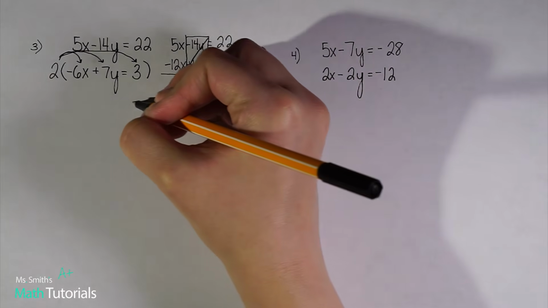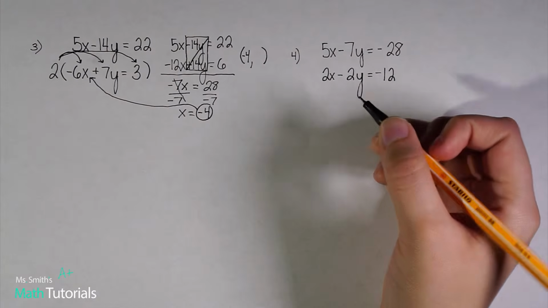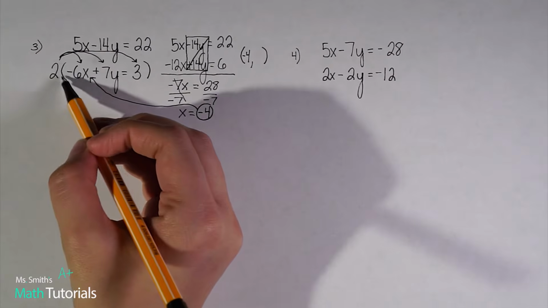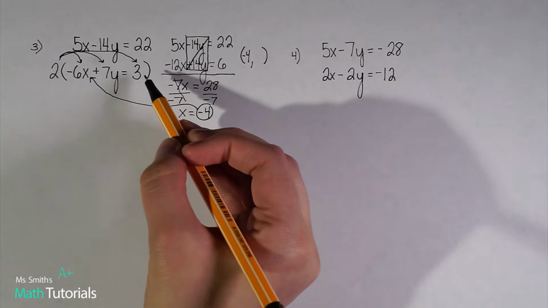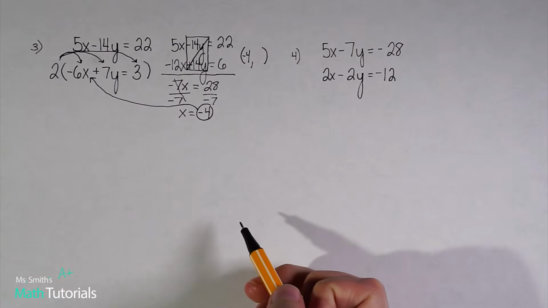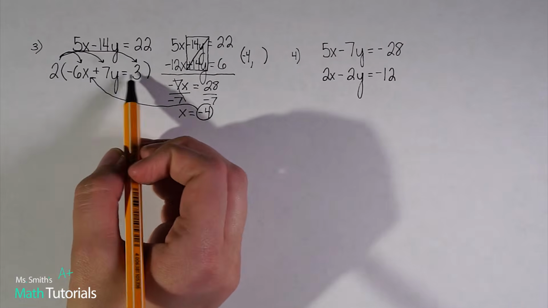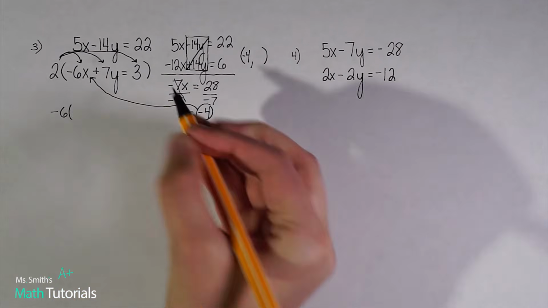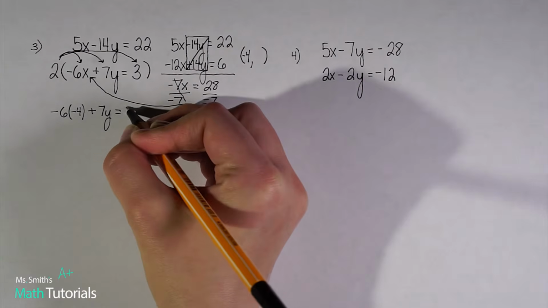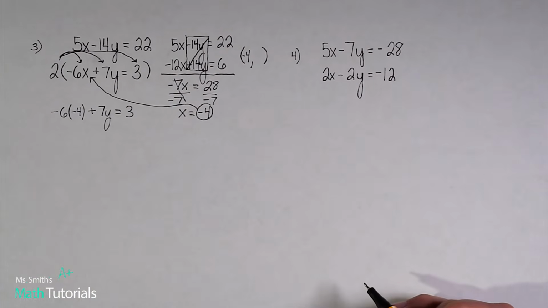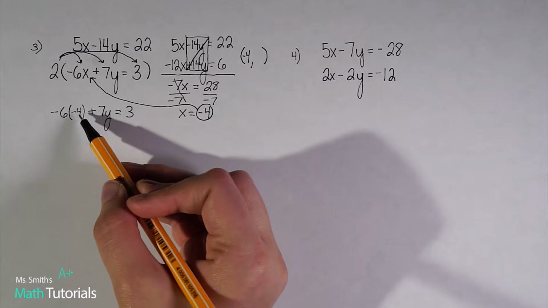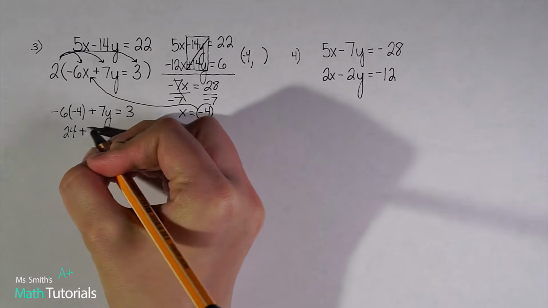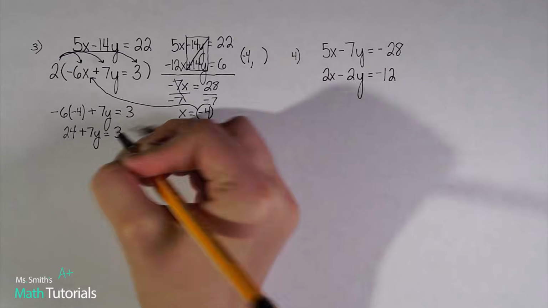So if I know x equals negative 4, I can plug that in for x. So let's rewrite that. Again, I'm not doing this 2 times the equation. That was to create an elimination situation. I'm now going with the original equation. So negative 6 times x. So now it's just solving for y. Negative 6 times negative 4 would be positive 24. Bring down my 7y equals 3.